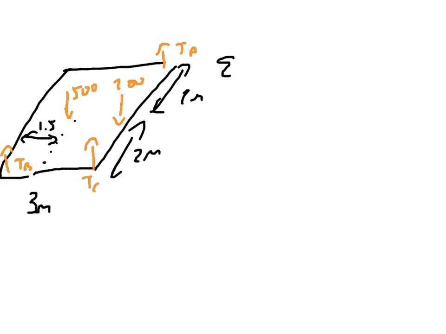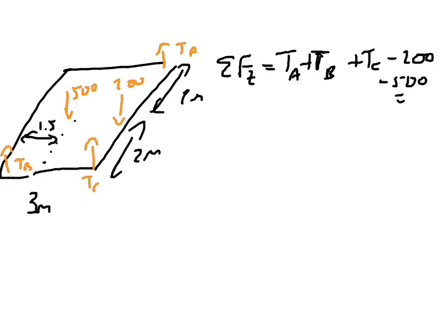So the sum of our forces in the z direction is going to equal our tension at A plus our tension at B, that should be T at B, plus our tension at C, and then minus 200 and minus 500. That has to equal 0.